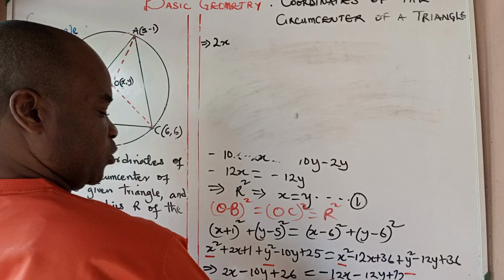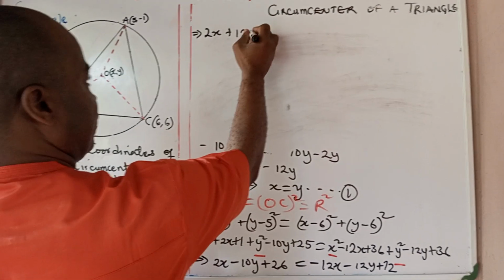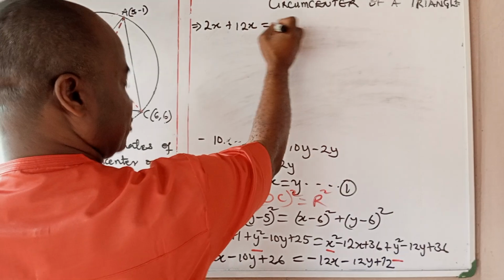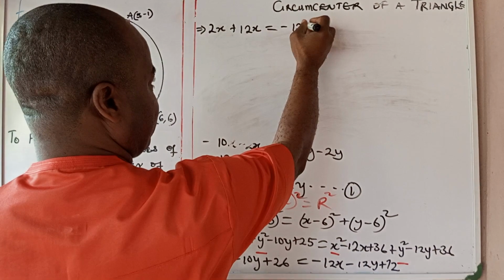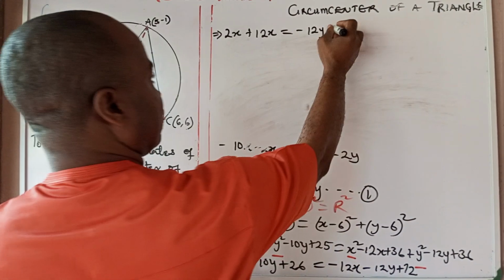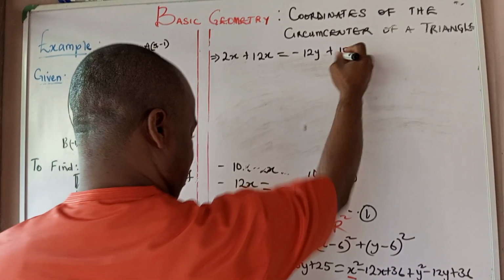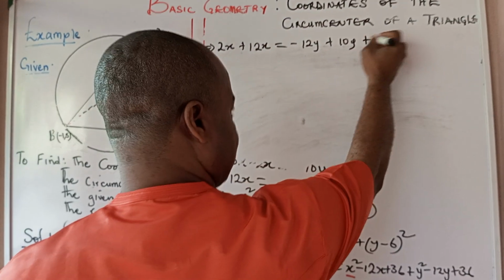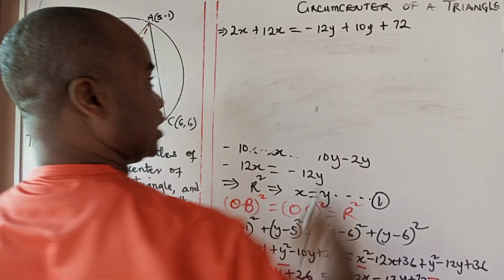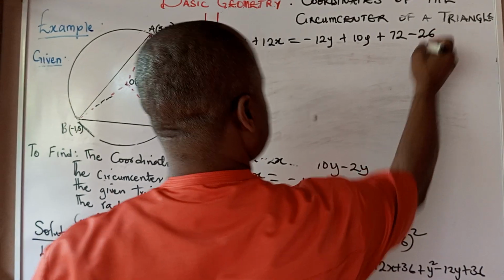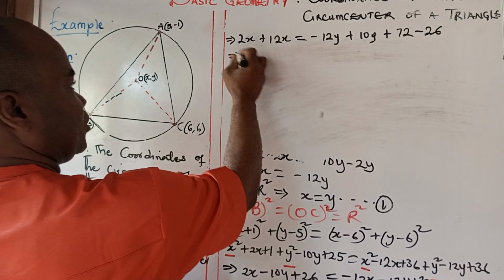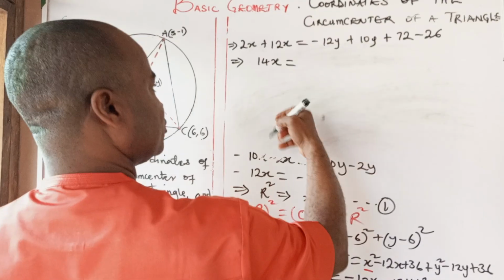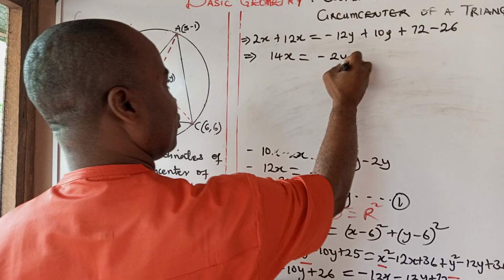2x. Then this becomes plus 12x. And then on the right hand side, we are going to have negative 12y, and this becomes plus 10y. Let's look at the real numbers. Then we have a plus 72, and this becomes negative 26. So that we now have 14x is equal to, this will give us negative 2y.